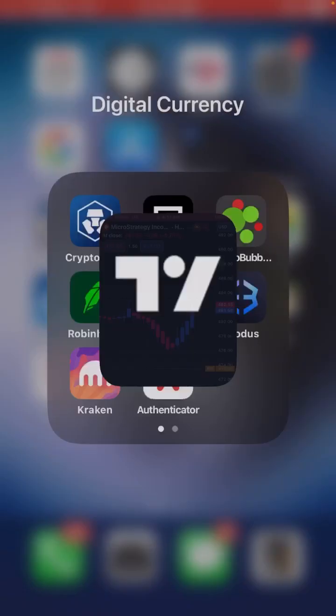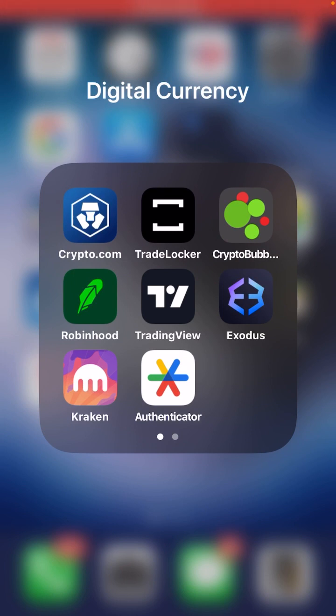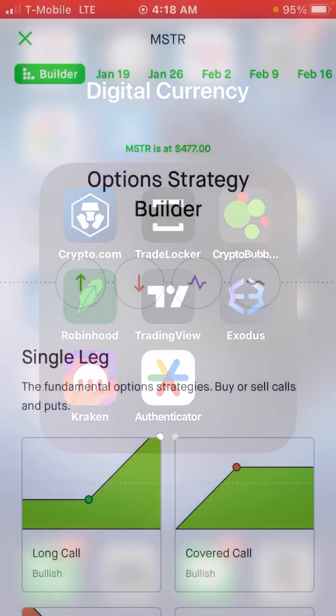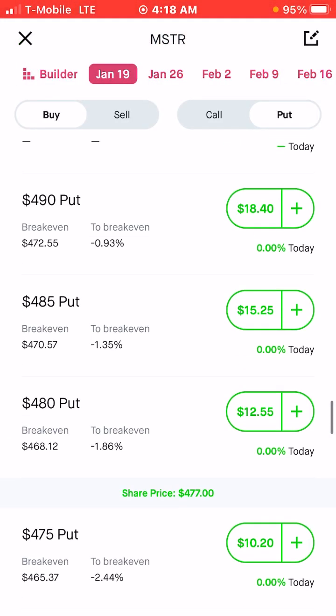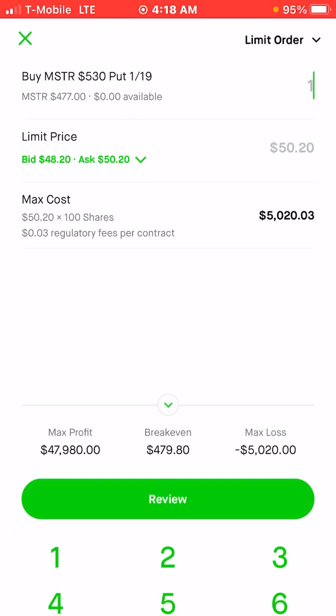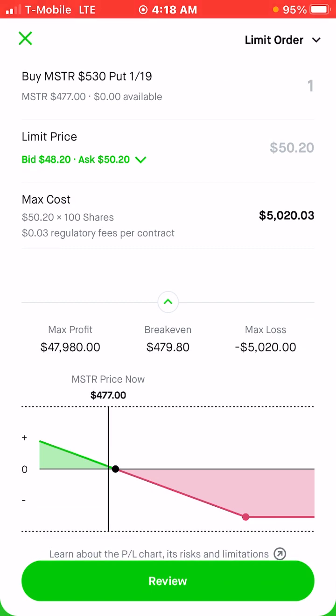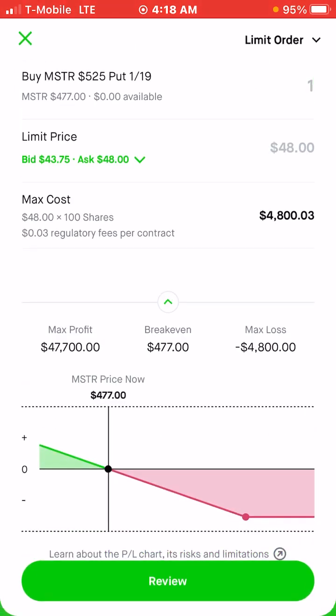So let's just see how expensive MicroStrategy contracts would be. So we want to do a put, and what we want is to get close to the dot. It's going to be expensive. Right about here, right on the dot. So $4,800. That's how much it would cost for the contract.